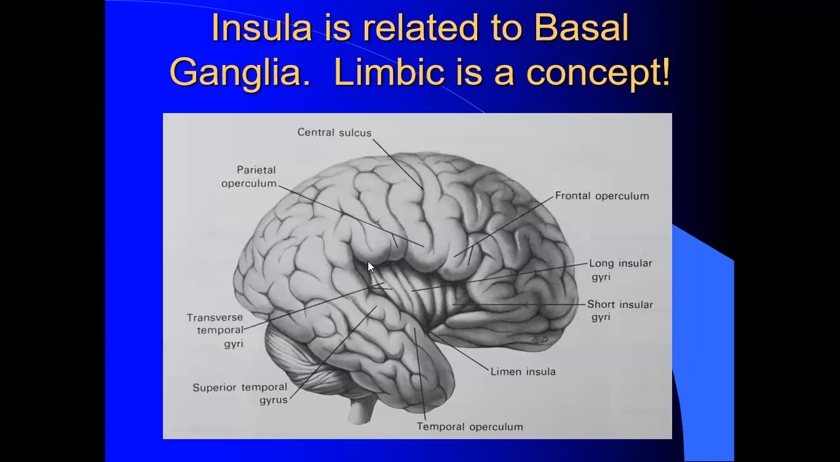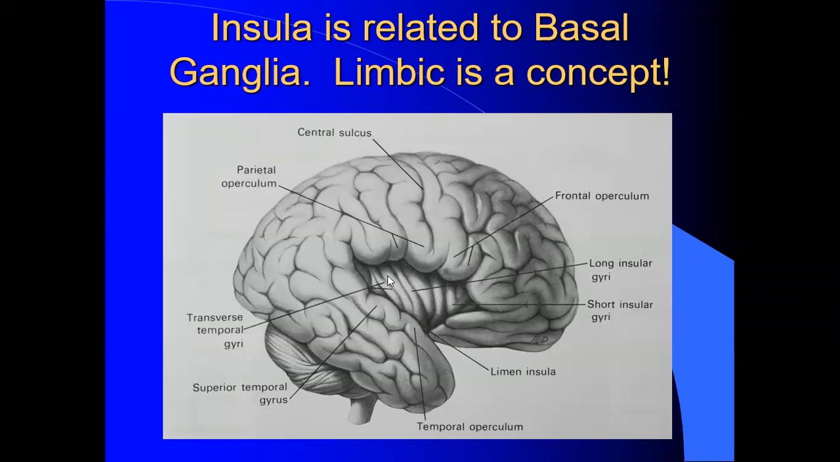The insula is hidden. The insula is also related to the basal ganglia, really the putamen and the caudate. We're going to talk a little bit about the basal ganglia in a couple of minutes. And in my mind, there is no real limbic lobe. The limbic is a system. It is a concept that is put together and varies from time to time. It's not easy to define anatomically.